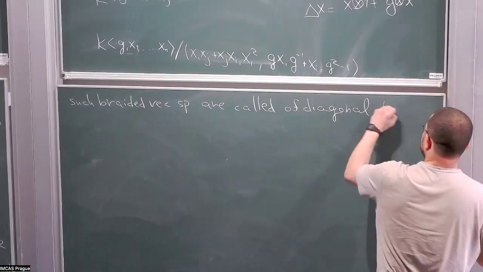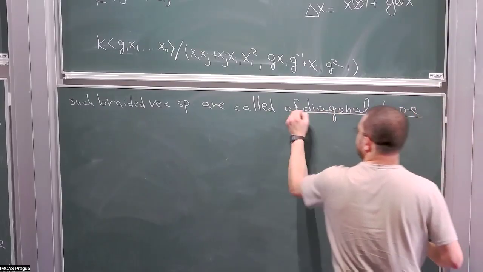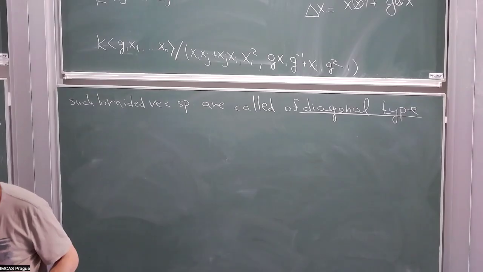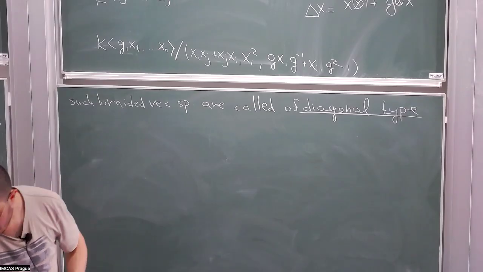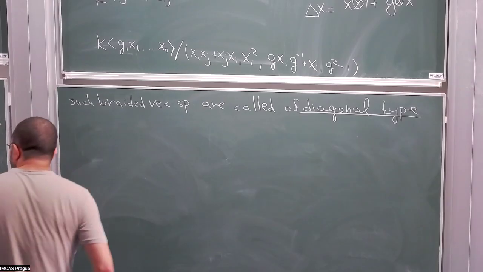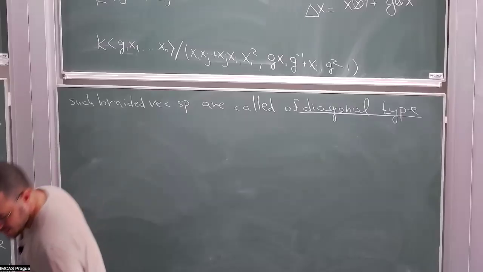Diagonal type. We say that they are braided vector spaces of diagonal type. Now, the thing is that when this is abelian, the shape of the braiding seems to be something relatively mild.